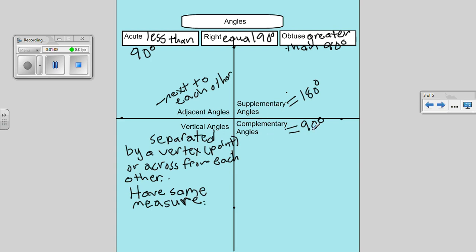Complementary angles are angles that equal 90 degrees. They're two acute angles that you combine. Vertical angles are separated by a vertex or a point, and are across from each other and have the same measure, so they're equal, the exact same degrees in measure. So let's do a little bit more review on this.